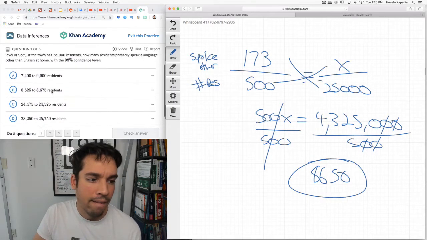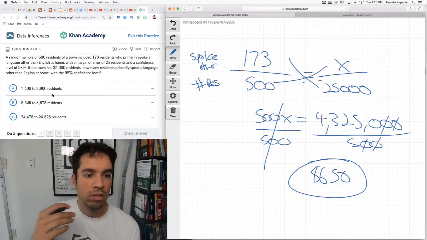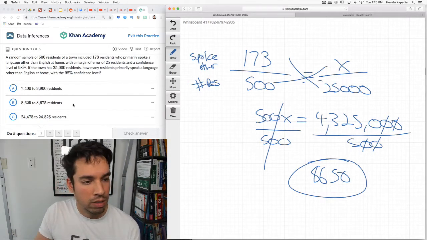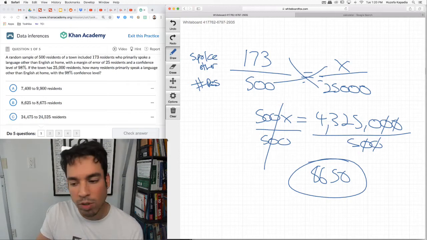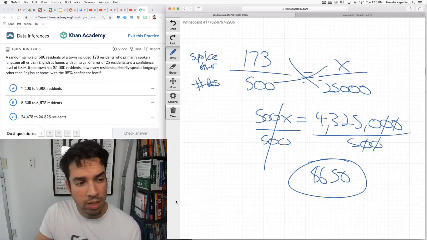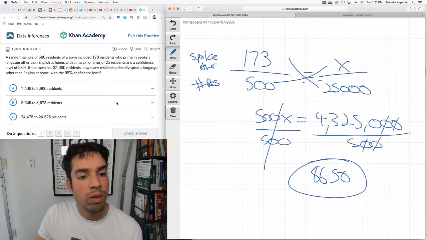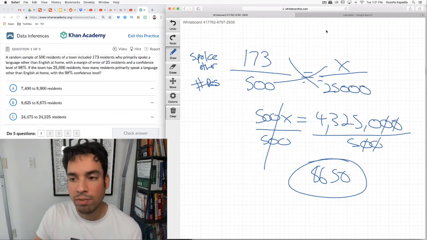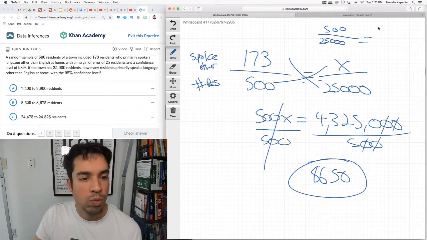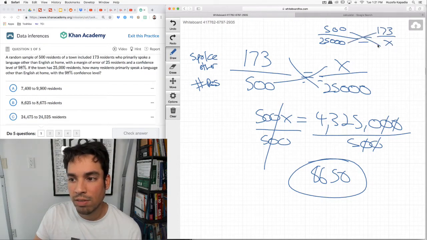See, I think this is fooling us because it's not 8,000. We don't subtract and add 25, right? Here's what I think we do. I think we have to scale up the margin of error because that's a margin of error within this pocket, right? So what that means is if this is 25,000, we have to say 500 over 25,000 equals 173 over x, and that's going to give us the proper margin of error.